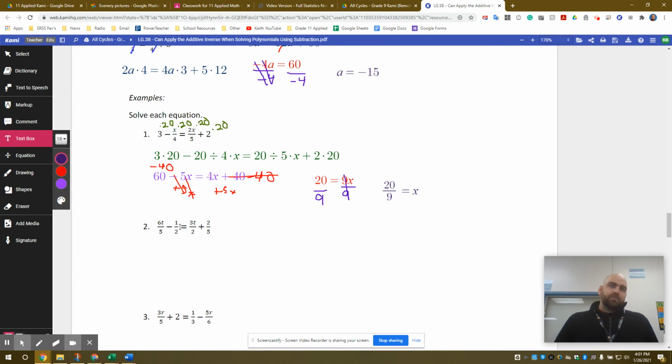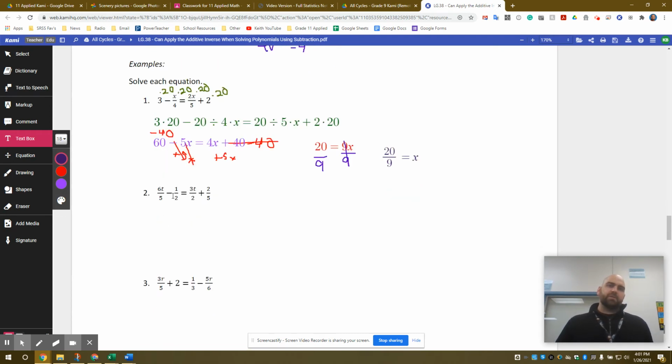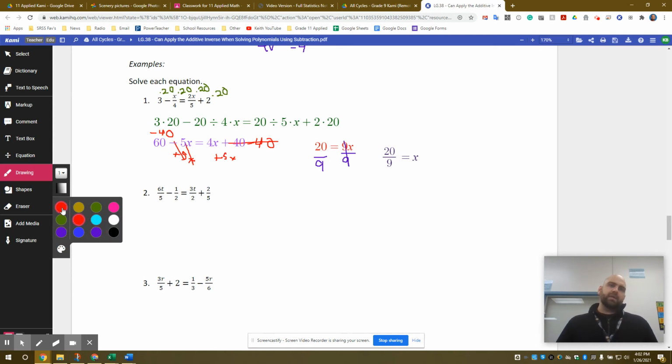Next one here. Okay, so here we have 5 and 2 as two different denominators. They're not the same. We need a common denominator. Our common denominator is going to be 10. So we're going to multiply everything by 10.